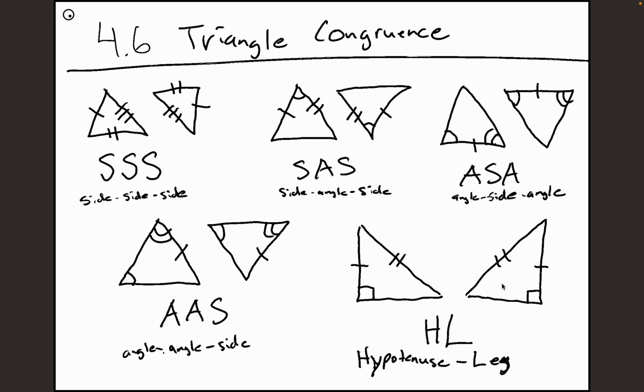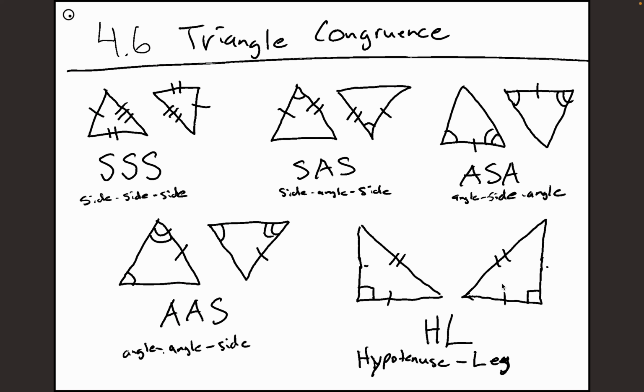Whenever we talk about hypotenuse, that's going to involve right triangles. So in order for this to be hypotenuse leg, it has to have a 90-degree angle. The hypotenuse is the diagonal line, the side directly across from that 90-degree angle. The other 2 sides of the triangle are the legs. In order for this to work, we just have to have one of the legs. So even if it was this leg, it would still work, because it's hypotenuse leg. That's what HL stands for.